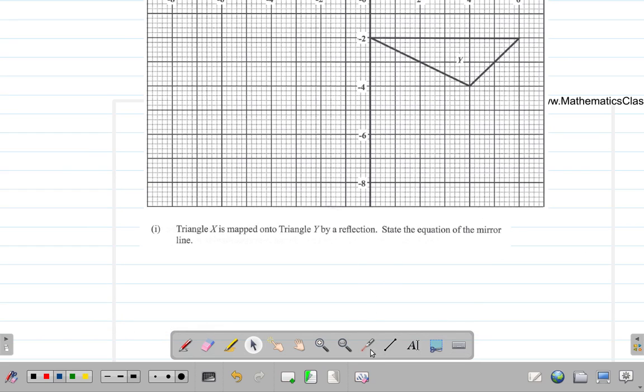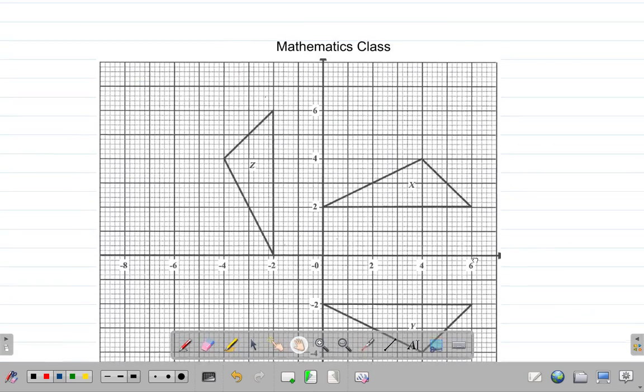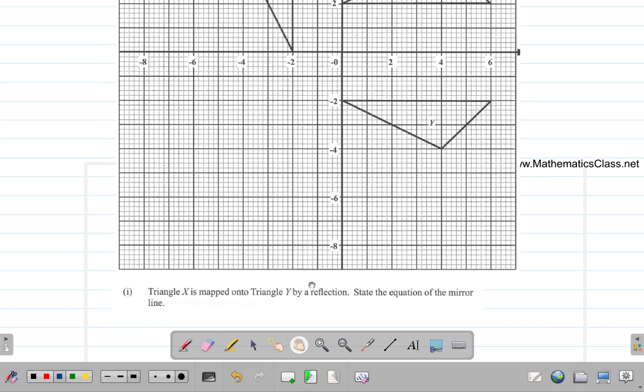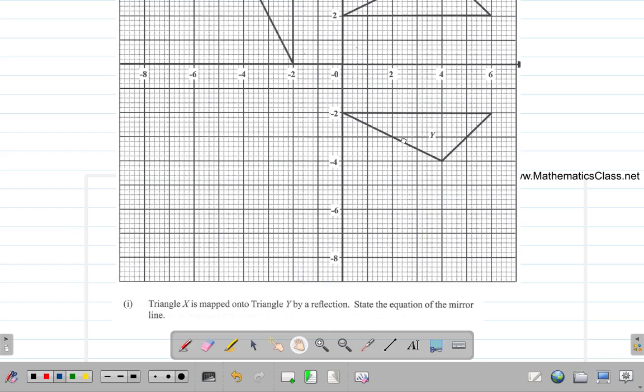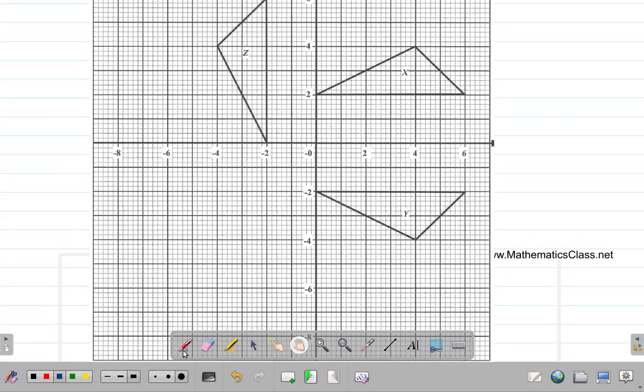Now, the thing is, it says triangle X is mapped onto triangle Y by a reflection. State the equation of the mirror line. So, remember now, this is triangle X and this is triangle Y. Alright, you see that? Reflection. Now, you have to be careful when you do this. You want the mirror line. If this is the mirror line, it's going to be the y-axis.